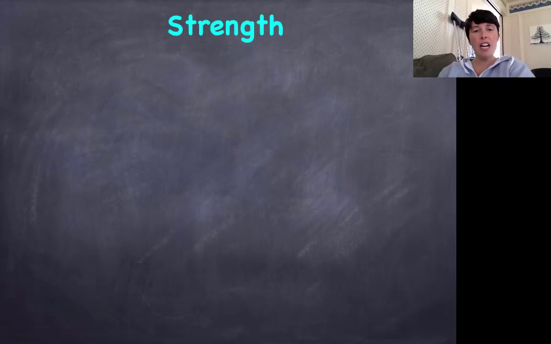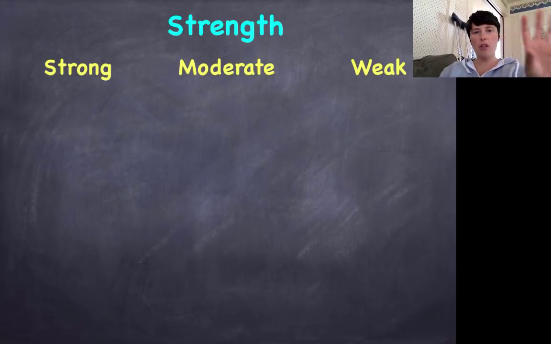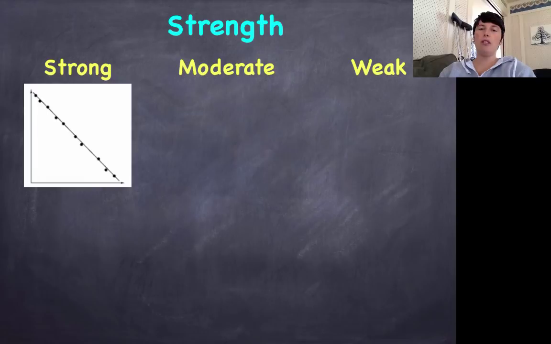Well, we kind of categorize into three categories. We go either it's a strong, moderate, or a weak correlation. And I'm going to show you what that looks like. So it's either strong, moderate, or weak. Here's a picture of a strong correlation.